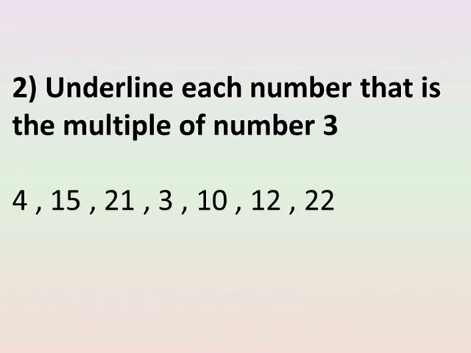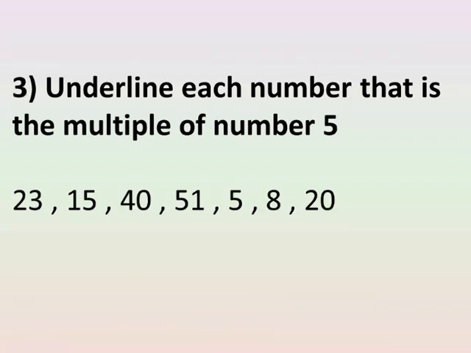Now the multiples of 3, the ones in the table of 3. Surely not 4. 15 is 3 multiplied by 5, so 15 is a multiple of 3. 21 is 3 multiplied by 7, so 21 is a multiple of 3. And 3 is of course a multiple of 3, because it is 3 by 1. 10 is not a multiple of 3. 12 is 3 multiplied by 4. And 22, of course, doesn't work.